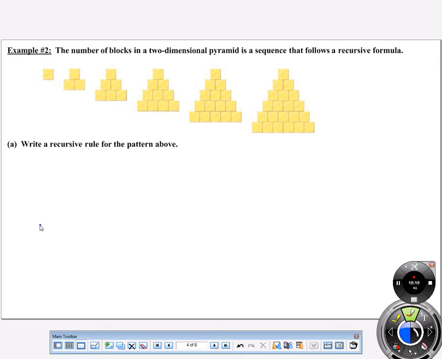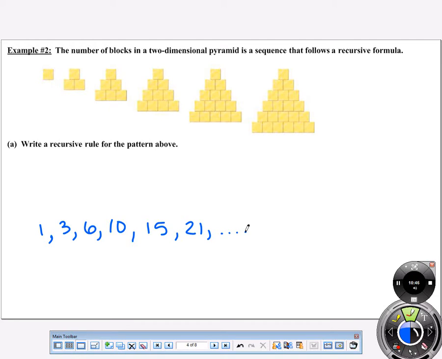1 block. And then in the second term, there would be 3, and then 6, then 10, 15, 21, and this would continue, okay? What I would like you guys to do is come up with a recursive rule for what's happening here. So not an explicit rule, a recursive rule.